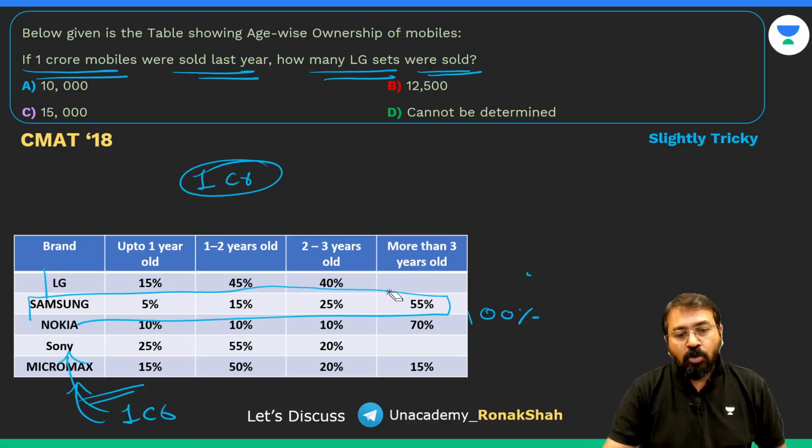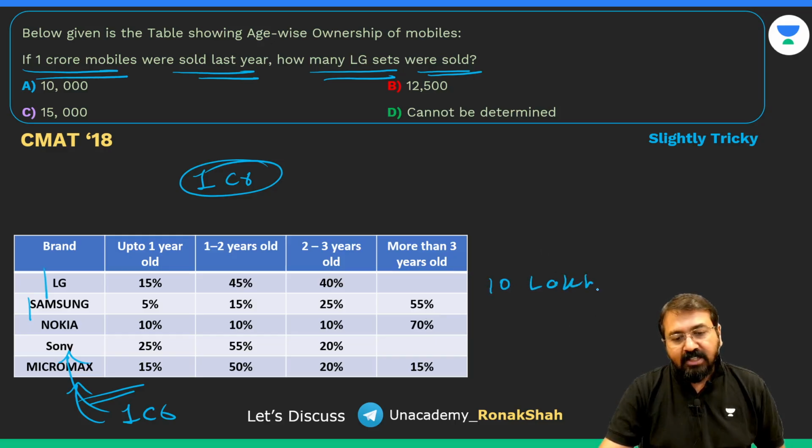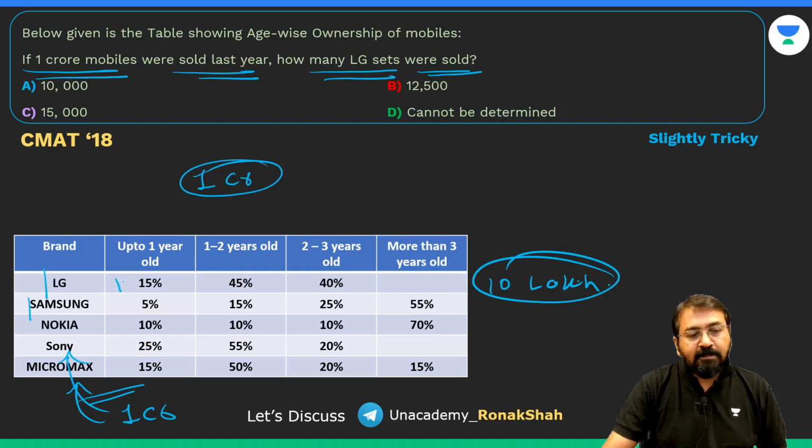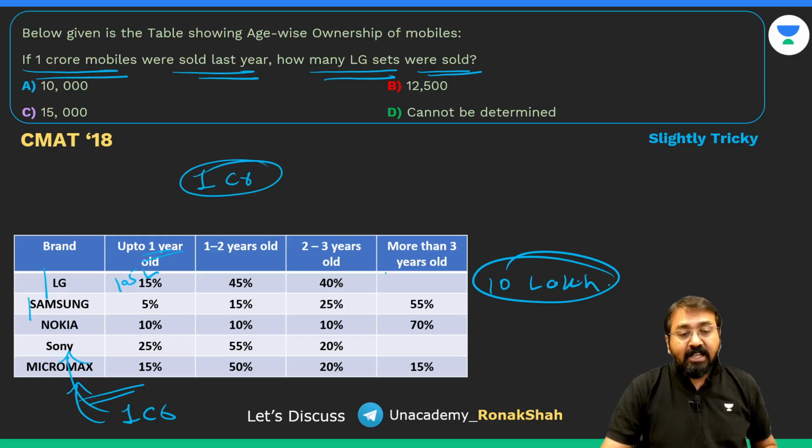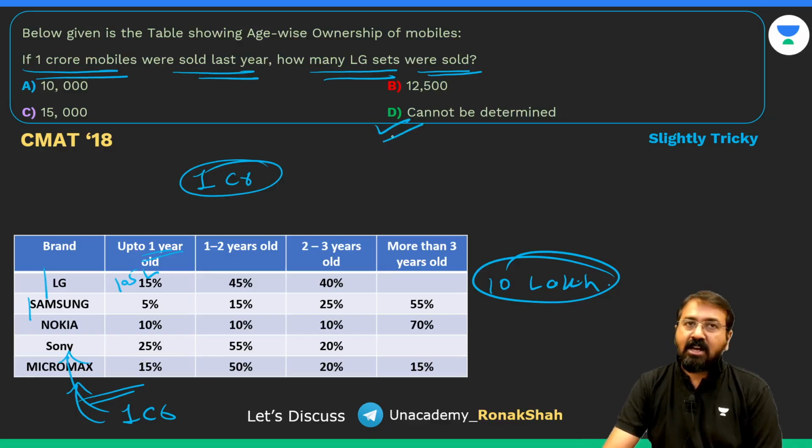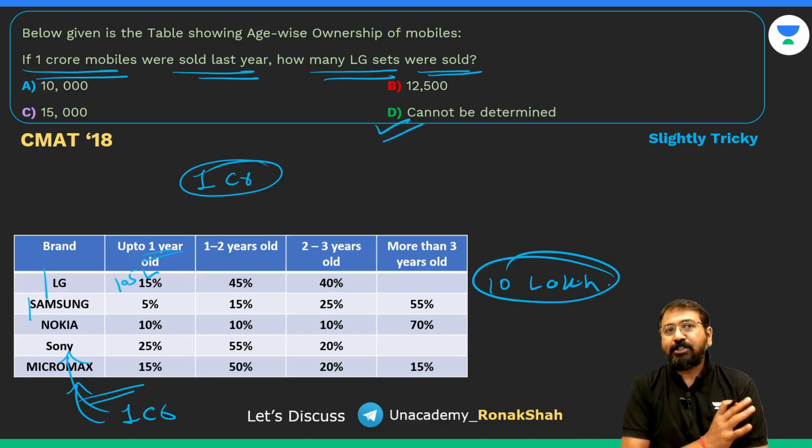But if I know that a total of 10 lakh phones of LG were sold, then out of this 10 lakh, 1.5 lakh were 1 year old. Okay, so this is what we can make out. So straight away, the answer for this question should have been 'can't be determined'. I really hope you have understood this part.